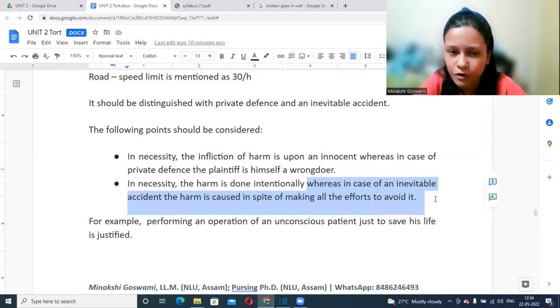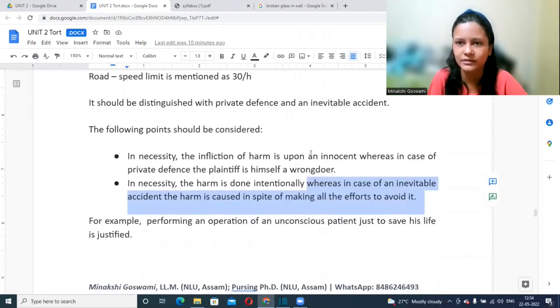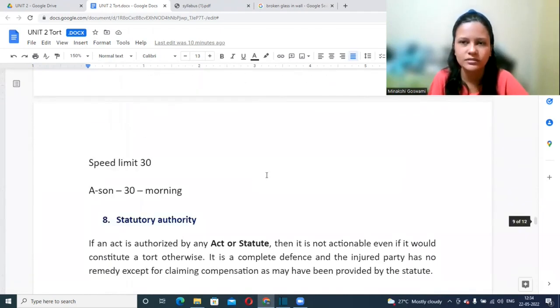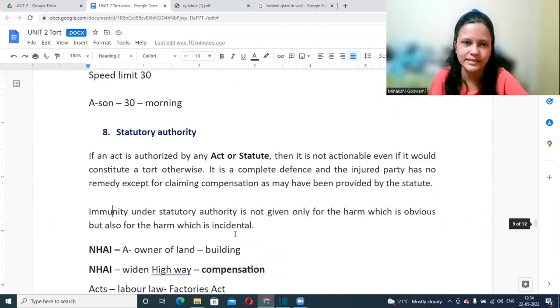For example, performing an operation on an unconscious patient just to save his life is justified. The person is unconscious and is anyways going to die. The doctor knows it if some preliminary things are not being done. So in such a case, the doctor is doing that. We might consider that as necessity. The person is going to die anyway, so rather they would treat him without doing the necessary investigation. So this is nothing but necessity.